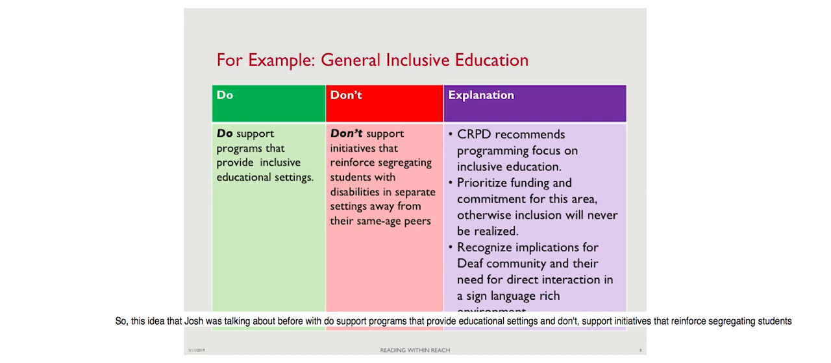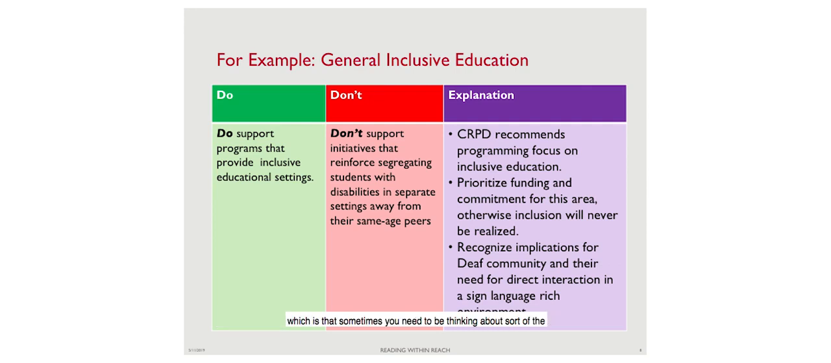So this idea that Josh was talking about before, with do support programs that provide inclusive educational settings and don't support initiatives that reinforce segregating students in ways that are harmful to them. And Josh did have a sort of a footnote on that, an important one, which is that sometimes you need to be thinking about the co-educational aspects or what you need to do for a certain group of learners so that they are in an inclusive setting, but they're getting services from a teacher that's best able to communicate with them. And Josh's example was for children who are deaf and hard of hearing.